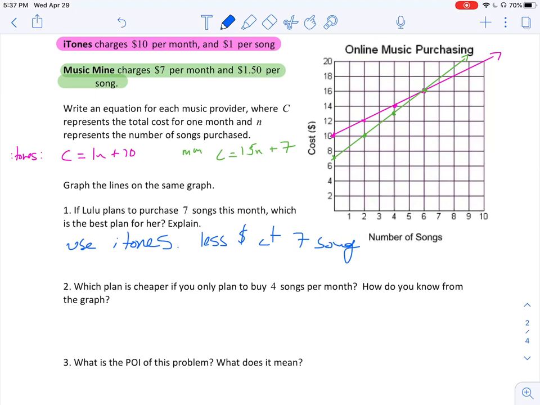Something like that. Which plan is cheaper if you only plan to buy 4 songs per month? How do you know from the graph? So I'm looking for 4 songs per month. All right, the first line I see is green, which is MusicMine. So MusicMine is cheaper at 4 songs. How do we know from the graph? Well, we looked at it. It is further down the y-axis, so it costs clearly less than iTones at that number of songs.